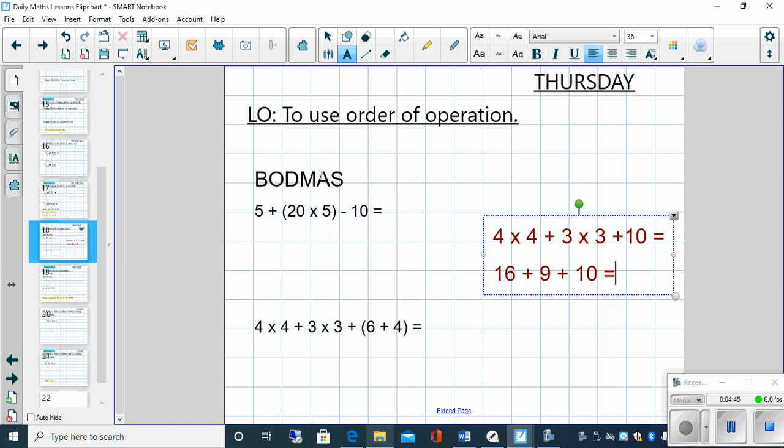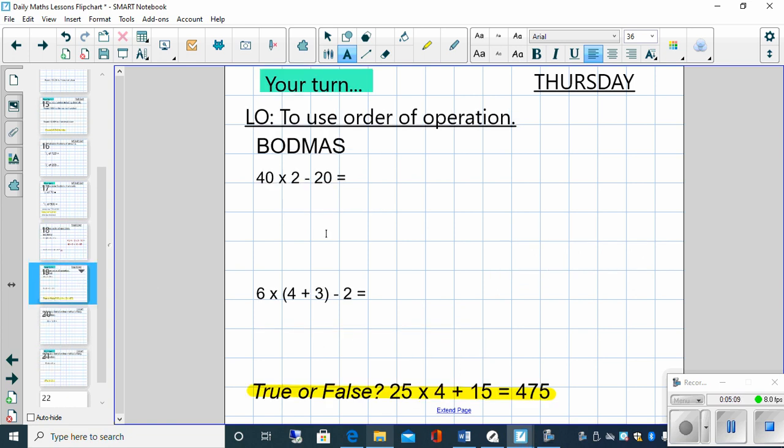The next part we look at is addition, and we've just got the addition part here. So we can do 16 plus 9 plus 10. Well, 16 plus 9 is 25, plus the 10 is 35. So our answer to that BODMAS question is 35.